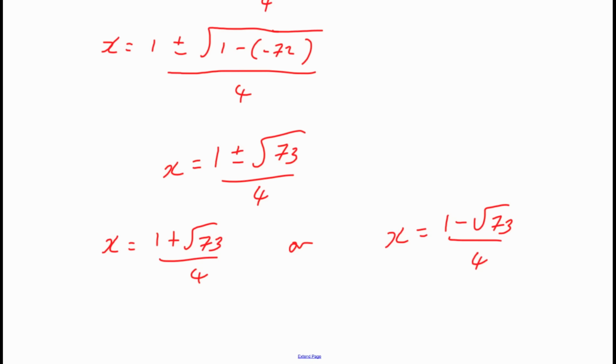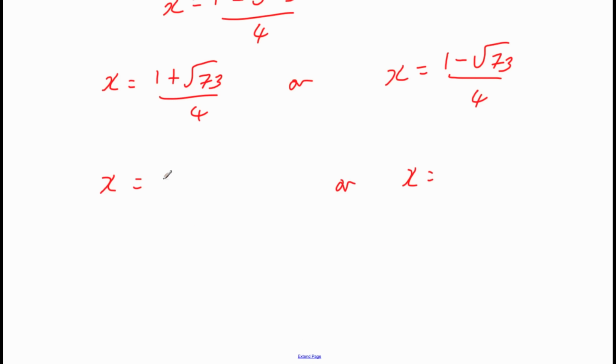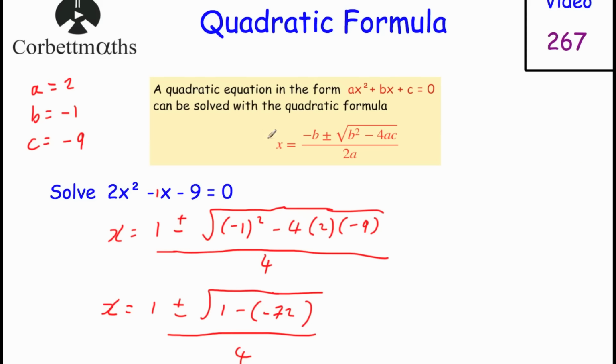And so let's just work those out in our calculator and see what we get. So we get x equals 2.386 or x equals negative 1.886. And that's it. So we've used the quadratic formula, x equals negative b plus or minus the square root of b squared minus 4ac all divided by 2a, to solve a quadratic which couldn't be factorized.